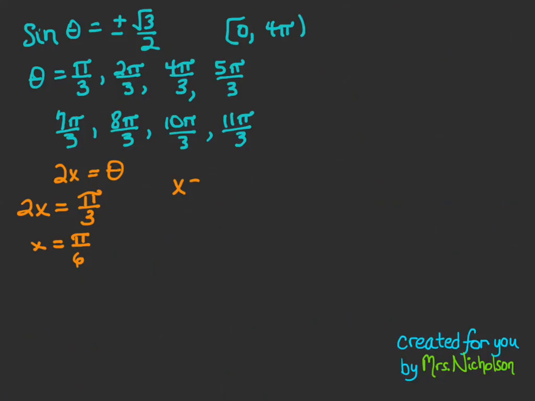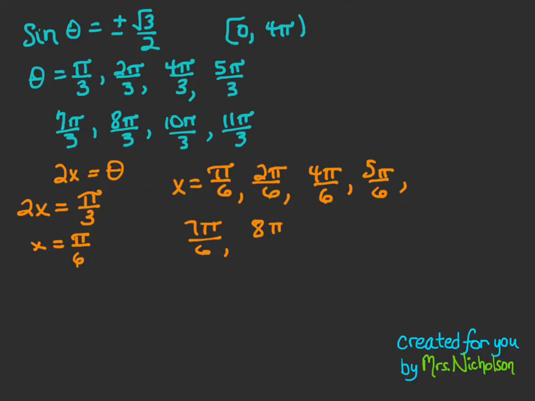And so my answers are x is equal to pi over 6, 2 pi over 6, 4 pi over 6, 5 pi over 6, 7 pi over 6, 8 pi over 6, 10 pi over 6, and 11 pi over 6. Now, of course, some of those could be reduced, but you get the idea, hopefully, of how we change between those two different variables.